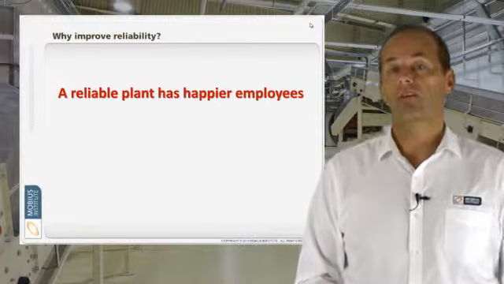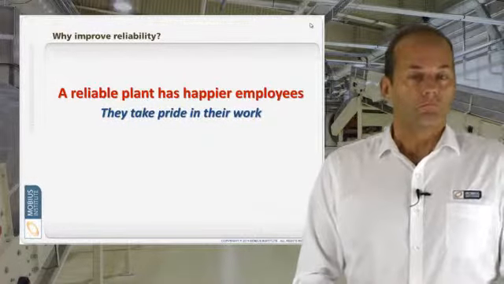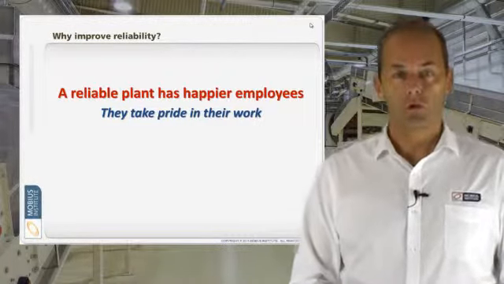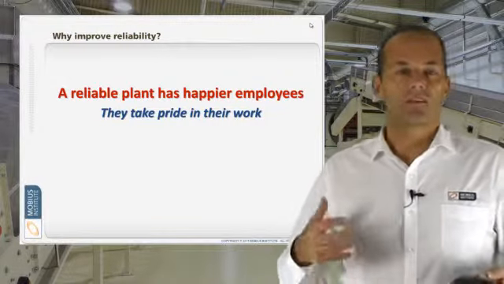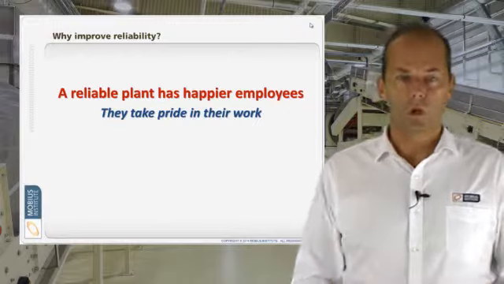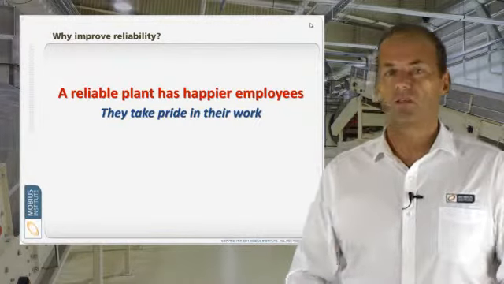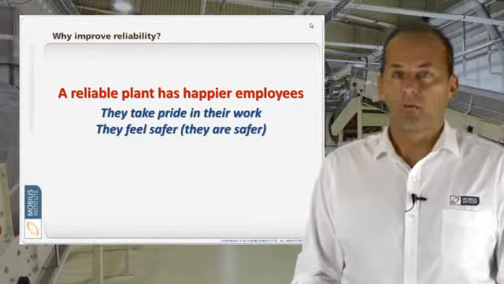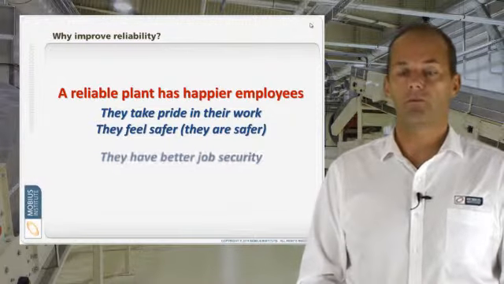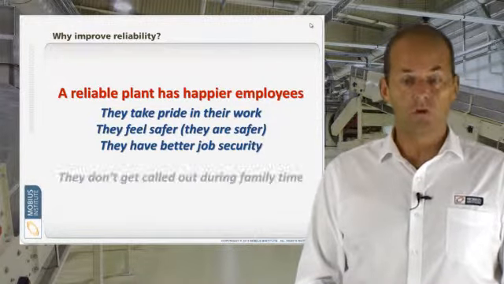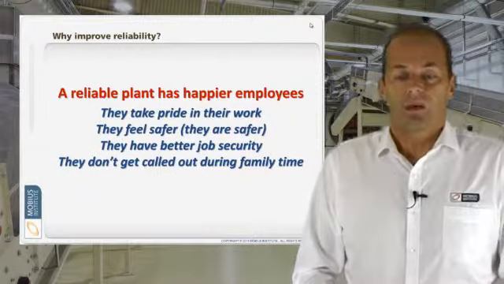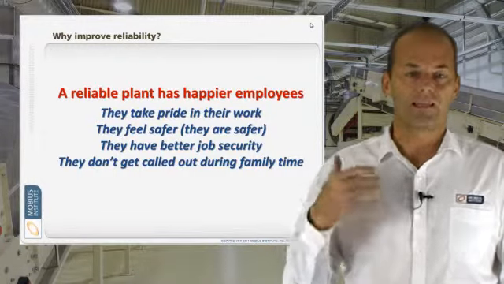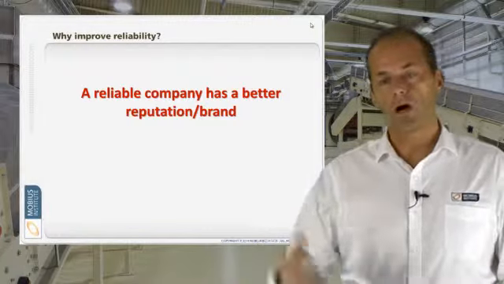And I mentioned this idea of having happier employees. Well, in a reliable plant, people can take pride in their work. They can take the time, do the job properly. When I say take the time, it's just things aren't being rushed because it's yet another problem. Jobs are done properly because they're properly planned, properly scheduled, they've got the right tools, the right people, and so on. People feel safer, which is always a good thing. That's because they are safer working in such a plant. They have better job security because the plant's financially doing better. They don't get called out during family times, late at night, weekends and so on. It's less likely there'll be those sorts of failures that require that call out.